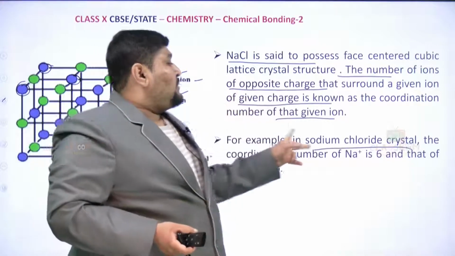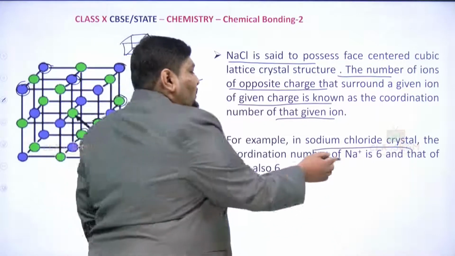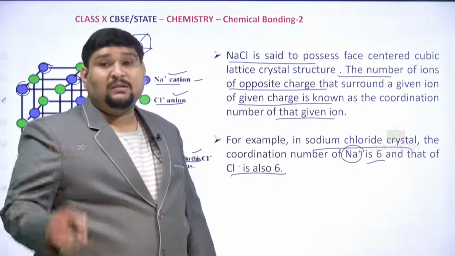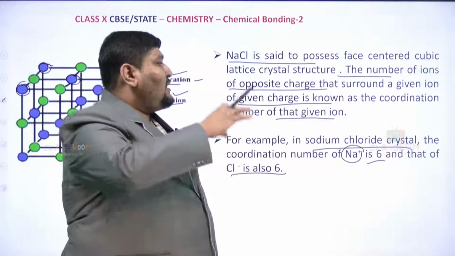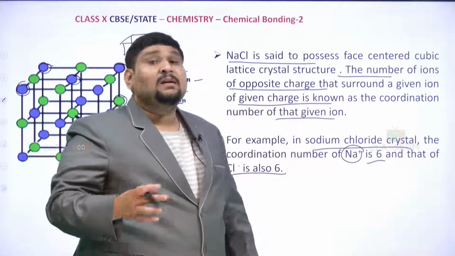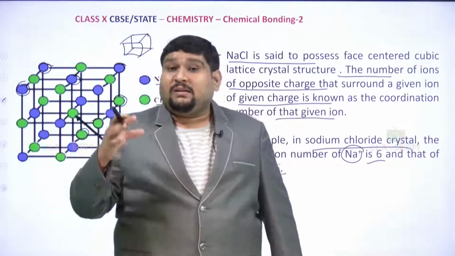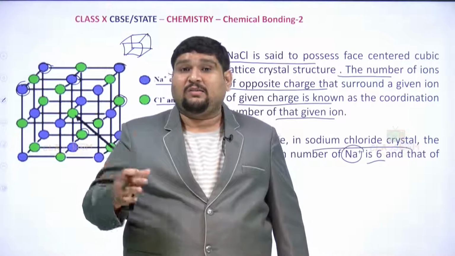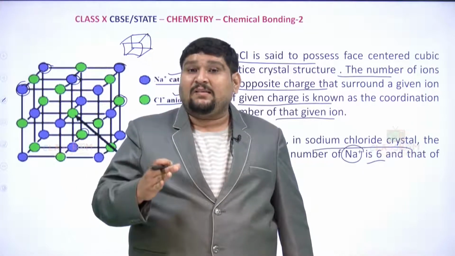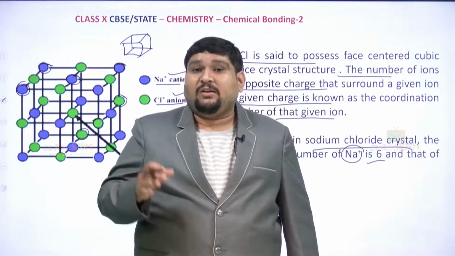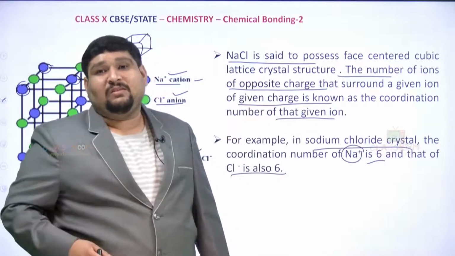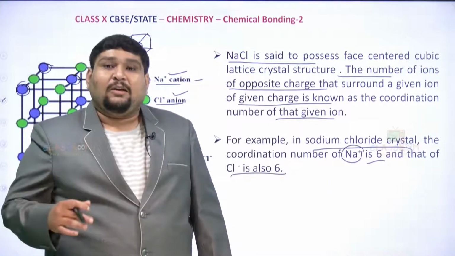In the sodium chloride crystal, the coordination number of the sodium ion is 6 and that of chlorine is also 6, because equally the number of oppositely charged ions surround each ion. The negative charges are balanced by the positive charges, and this is shown in the form of a face-centered cubic crystal of sodium chloride, which is an example of ionic bond formation.